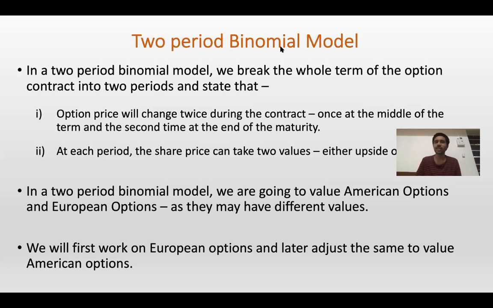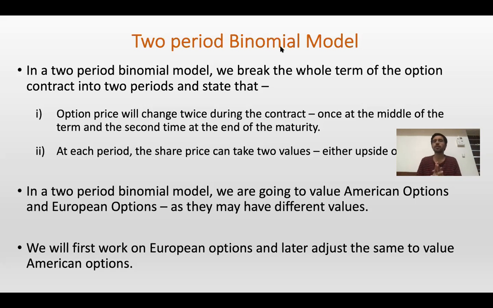The second assumption that we made under the single period binomial model was that the share price can only take two possible values. It could go either up to 55 or it could come down to 45. These were the two assumptions that we made under the single period binomial.